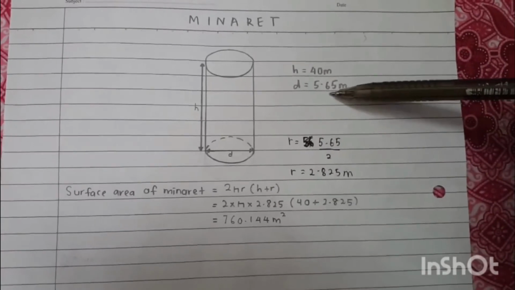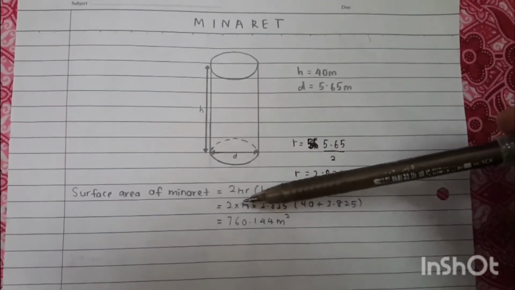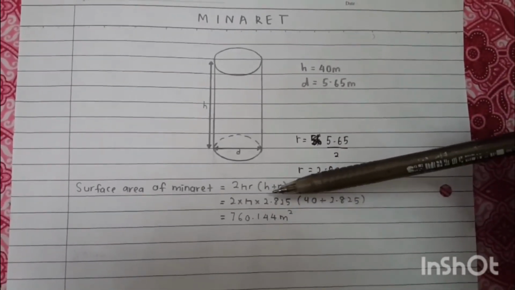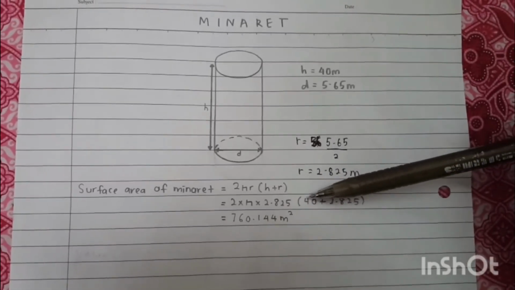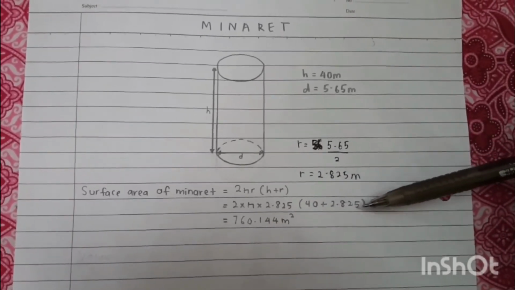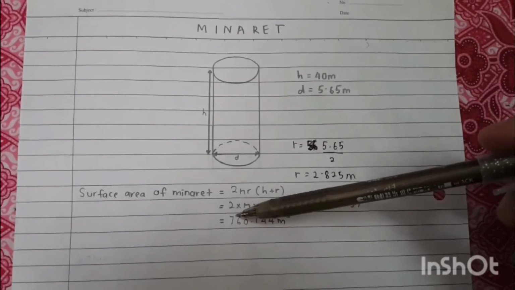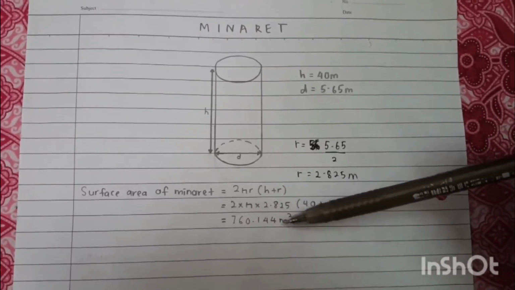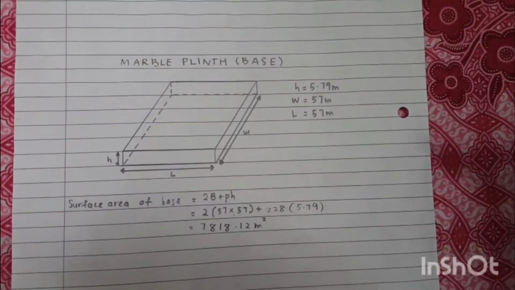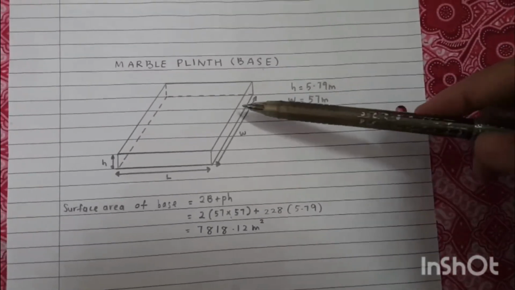Then we insert the value into the formula: 2 multiply with pi and then multiply with 2.825, and then we multiply with 40 plus 2.825 meter. Then we got the answer 760.144 meters square. Okay, for the last shape involved in this first case is the marble plane.